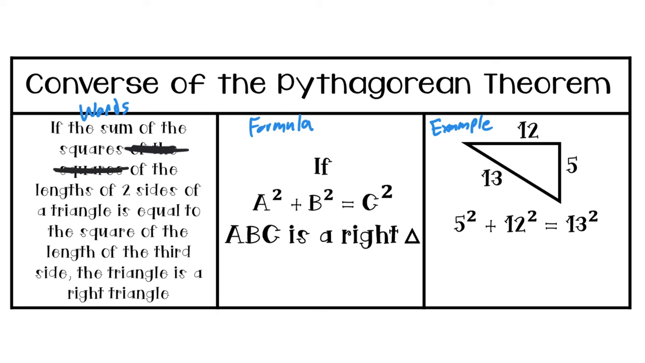For example, here we have the side lengths 5 and 12, and if we square both of those, we get 5 squared is 25, and 12 squared is 144. Then we have on the right side 13 squared, which is 169. If we add 25 plus 144, we do get 169. So, since the two sides are equal, we know that this triangle has to be a right triangle.